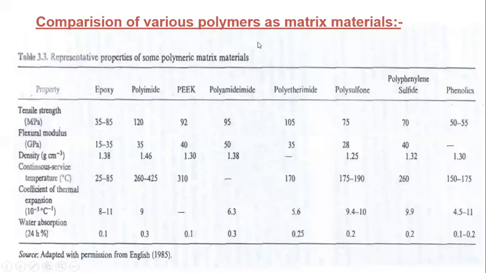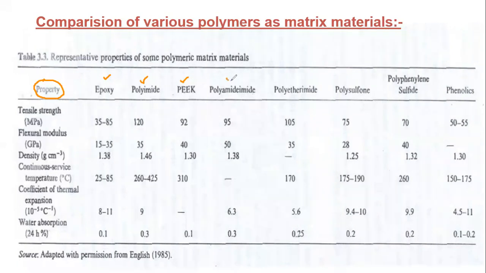Next one is the comparison of various polymers as matrix materials. In the table we are representing the different properties of some polymer matrix materials. The first column is the property, and the second is the types of polymer matrix materials. First are epoxy, polyimide, and PEEK. PEEK, as you already know, is the short form of polyether ether ketone.